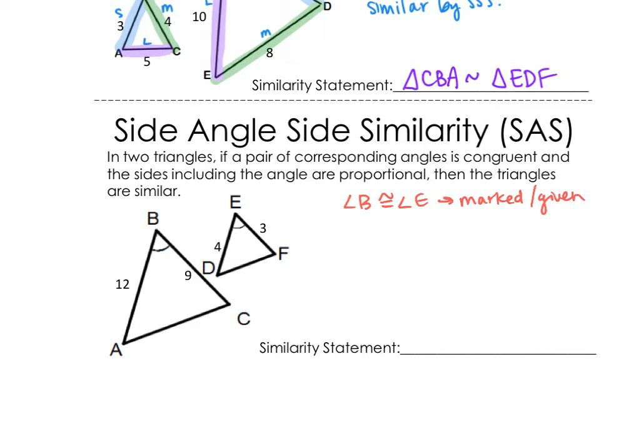The other reason why it's like side side side is because you still have to check your ratios. And we're going to match them up the same way we did before. So the small needs to go with the small, and the medium needs to go with the medium. We don't care about the long side because we don't know what the long side is. So I'm going to match up my small and my medium. Okay, so it's going to be 9 over 3, so those are my smalls, equals 12 over 4. Well, when you simplify that, 9 divided by 3 is 3, and 12 over 4 is also 3. So since those ratios are equal, we would say that they're similar by side angle side.